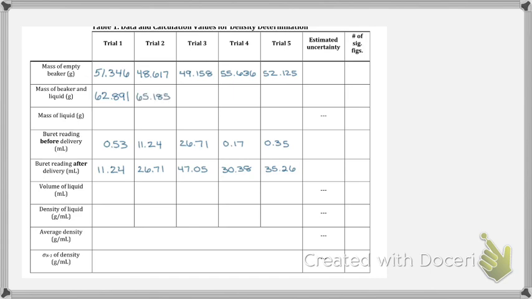Then you take all of those beakers over to the balance, you weigh them with the liquid in them, and you get 65.185 for the first one, 71.023, 88.082, and then the last beaker is 89.583. That is all the data that you need.